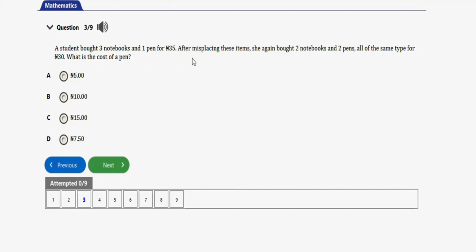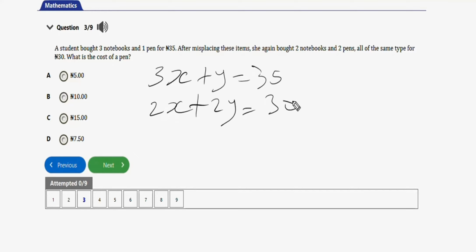So let's call the cost of a notebook and a pen X and Y. You're going to apply simultaneous equations to solve it. So notebook is X, then pen is Y. The first equation will be 3x for the notebooks, plus y for this 1 pen, equals 35 naira. The second equation will be 2 notebooks, 2x, plus 2 pens, 2y, equals 30 naira.